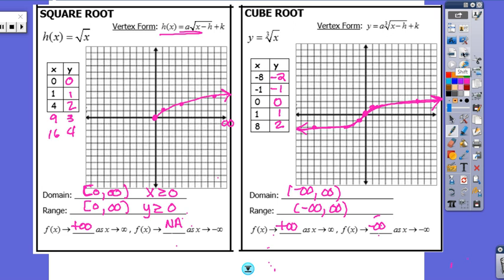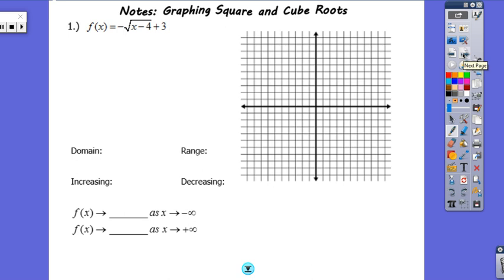Okay, so let's move these things around. Let's do some transformational graphing. Alright, notice this is a square root. So get your pattern set up. I'm going to try 0, 1, 4, and maybe 9 if it fits. So I've got 0, 1, 2, and 3.